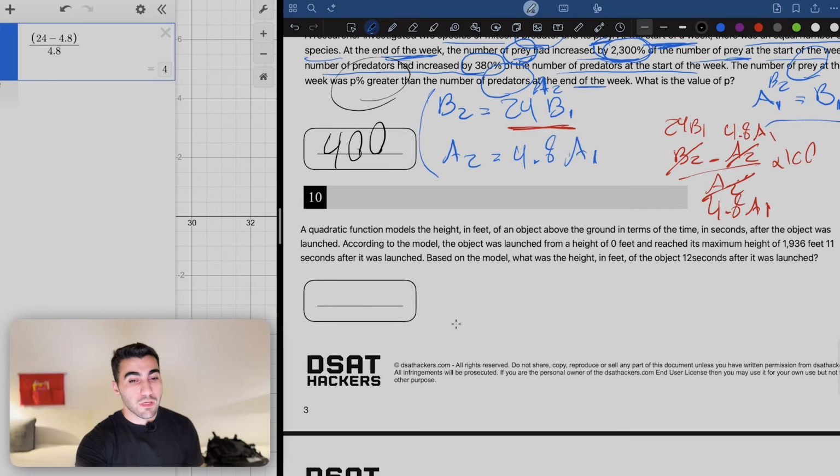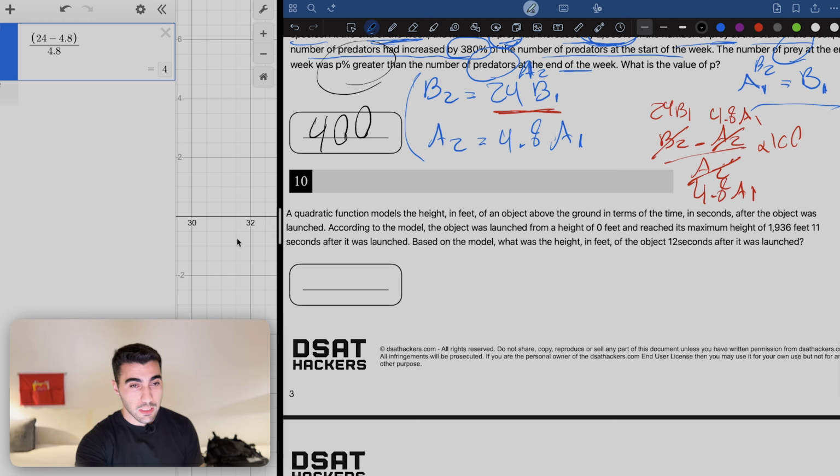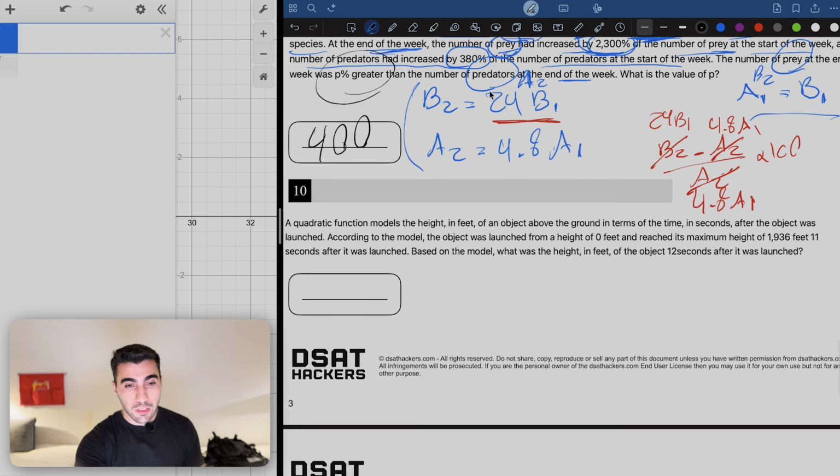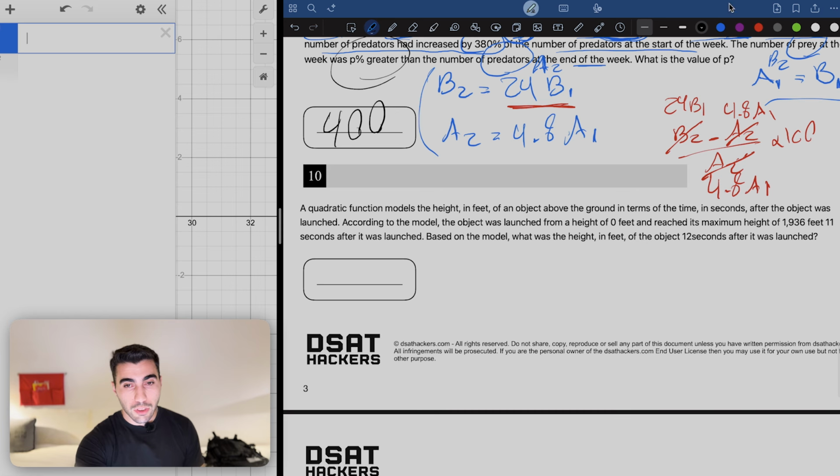Now, the final question that we have is again a very, very common question. I've seen this question multiple times on my SAT, and it's a very repetitive question. So make sure you always get this question correct. There are two types of this question. The question says a quadratic function models the height, in feet, of an object above the ground after the object was launched. According to the model, the object was launched from a height of 0.